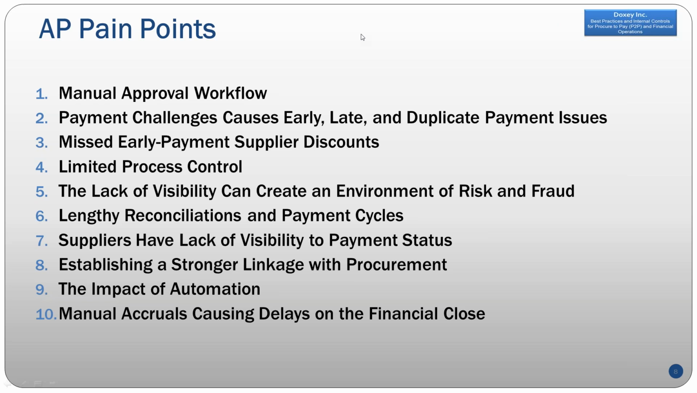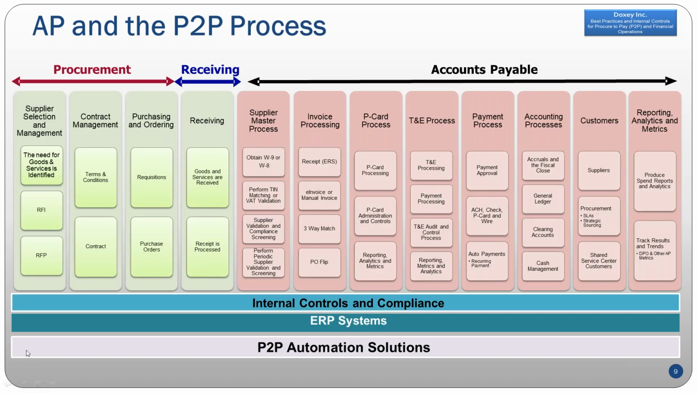That's why we start thinking about things, as you see throughout this webinar, in terms of connecting the dots. And one of my favorites is the manual accrual process causing delays on the financial close. Particularly if we're getting in manual invoices, we're probably going to end up with a whole bunch of accruals at the end of the month because we're not capturing those during the right time period. So those are maybe 10 pain points that are the most common. I'm sure there's a bunch of others, but those are the top ones.